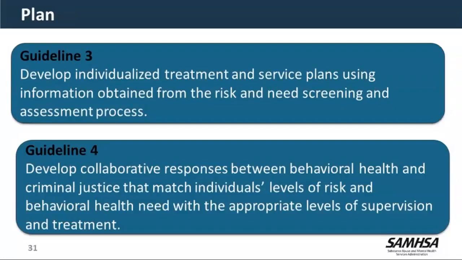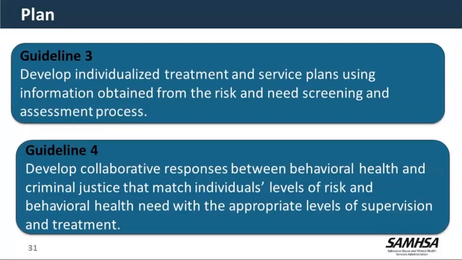So the third guideline is we want to develop individualized treatment and service plans using information obtained from the risk and needs screening and assessment process. So what we begin to do is translate our findings from the screenings, translate our findings from the assessments, and really begin to create a treatment and service plan for that person.